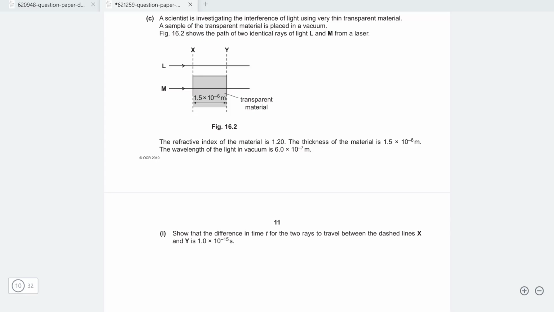So next one, part C. A scientist is investigating the interference of light, and we have two light rays, L and M. Light ray L is just going to go straight through between X and Y, whereas M will be slowed down by a transparent material. This question is asking us to show the difference in time for the two rays to travel between the dashed lines X and Y is 1.0 times 10 to the power of minus 15 seconds.